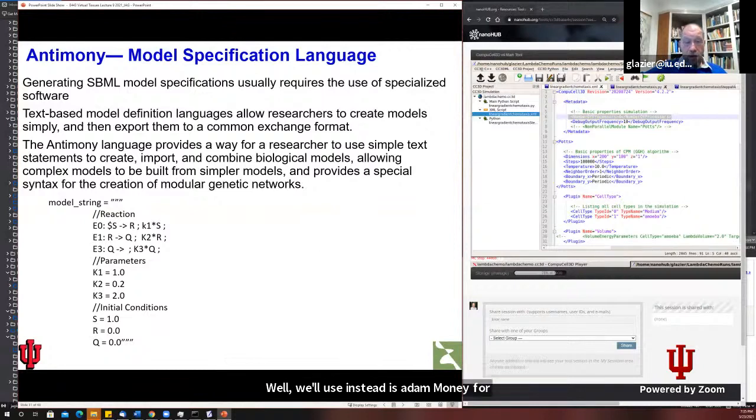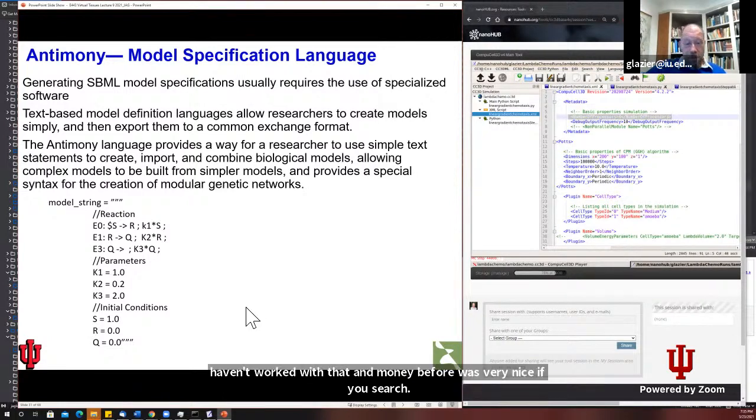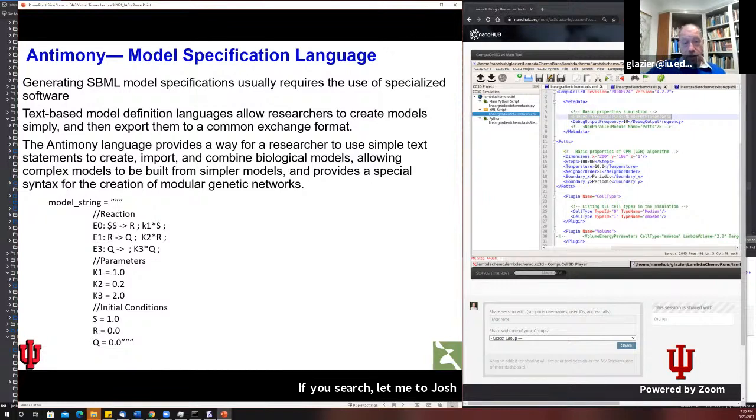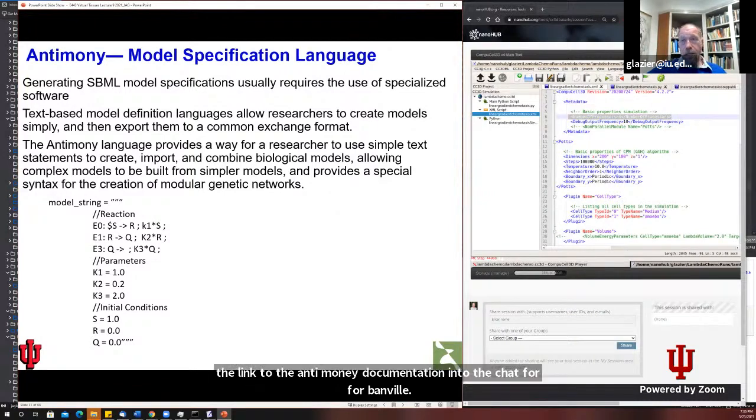For people who haven't worked with antimony before, it's very nice if you search. Josh, could you put the link to the antimony documentation into the chat? If not, I can paste it in.